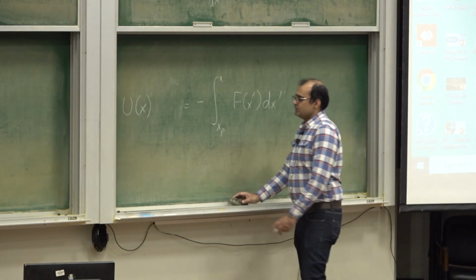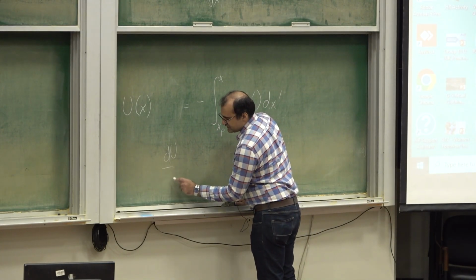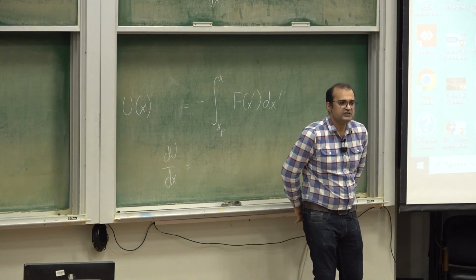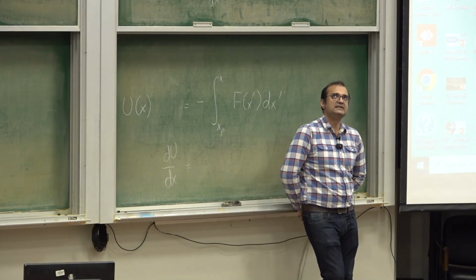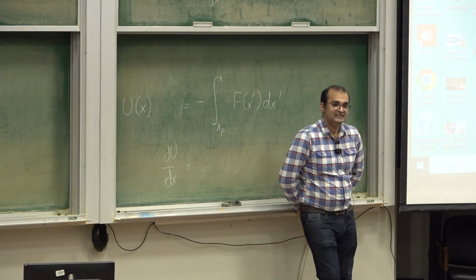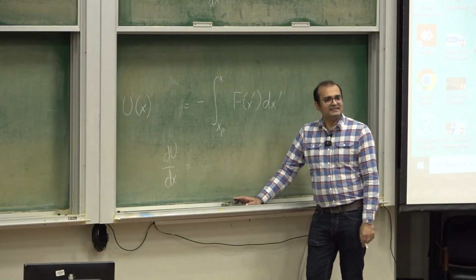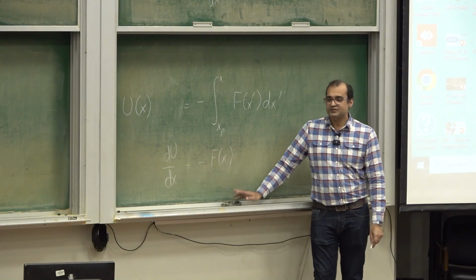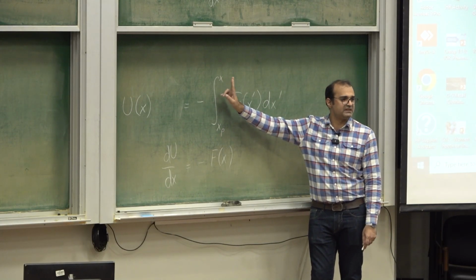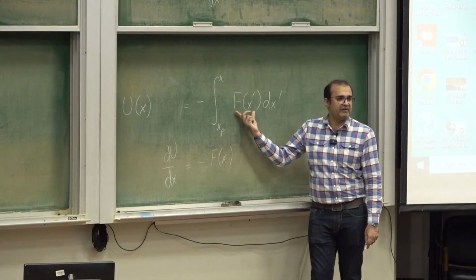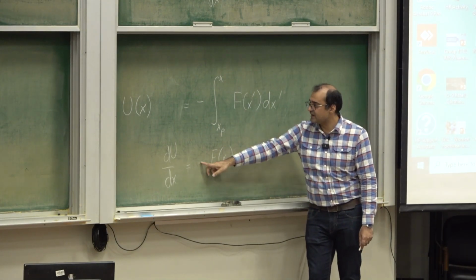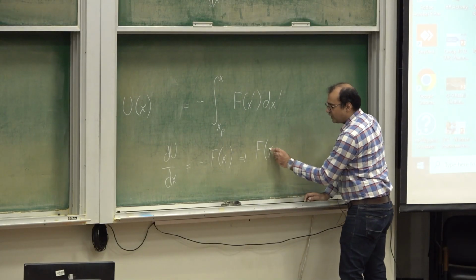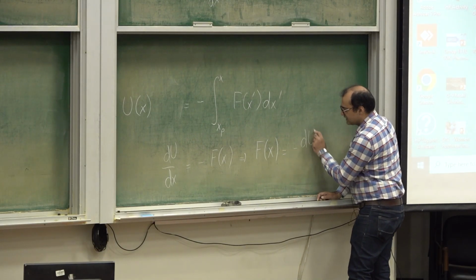Now from this, if I take the derivative on both sides, this is a 2.5 lakh rupee question because this involves two courses. 7 credit hours is worth even more than 2.5 lakh. What will this equal? Negative f of x. From the first fundamental theorem of calculus, you're differentiating this integral with respect to the upper limit. So what you get is the integrand evaluated at the upper limit, with this minus sign. And therefore the force is the negative of the derivative of the potential energy.